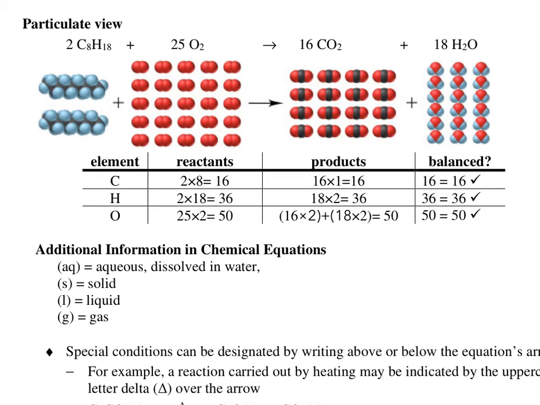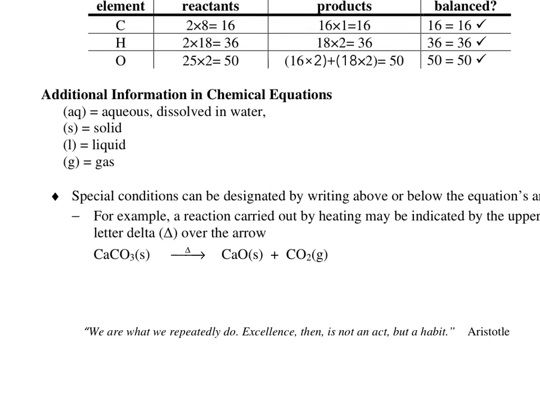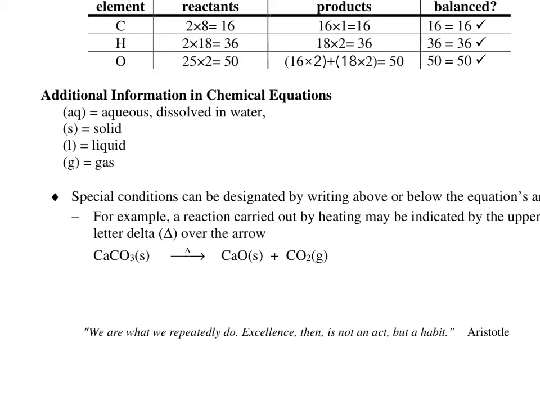There's additional information that we can find in balanced chemical equations. Often the phases are indicated. The AQ means that this substance is aqueous or dissolved in water. S refers to a solid, L for a liquid, G for a gas.